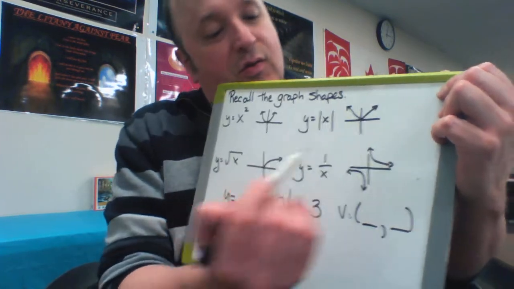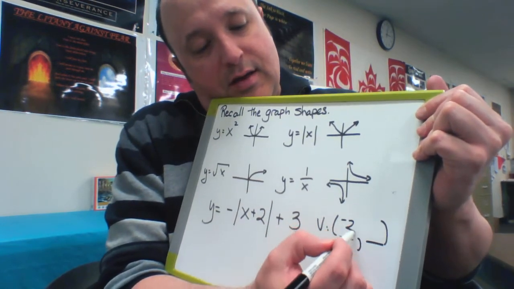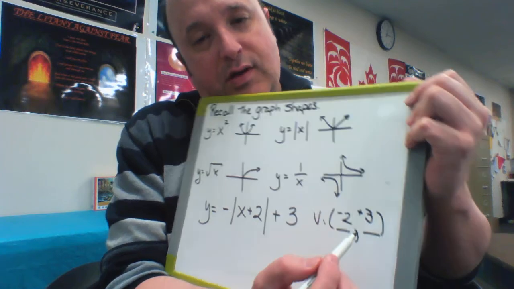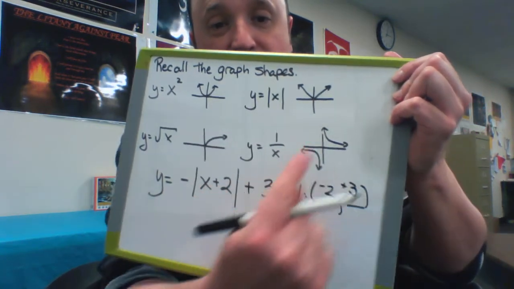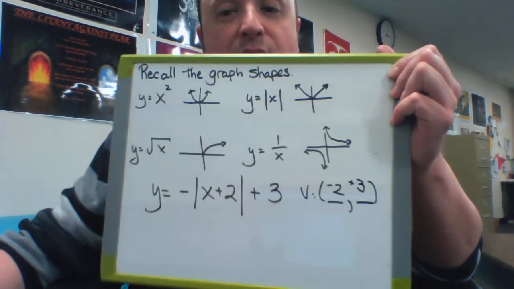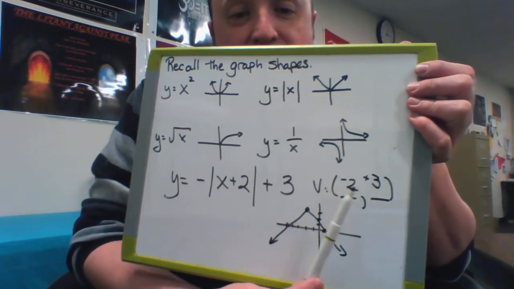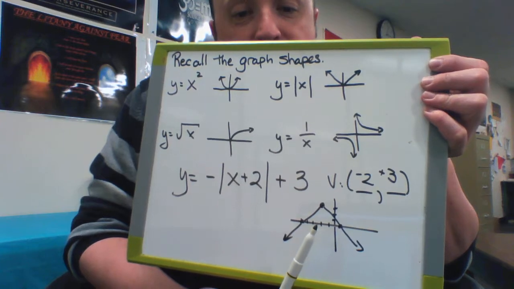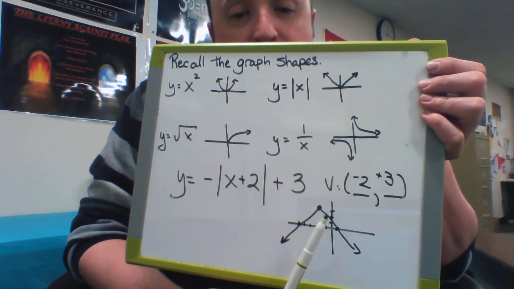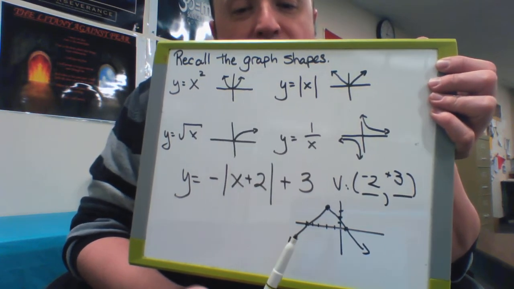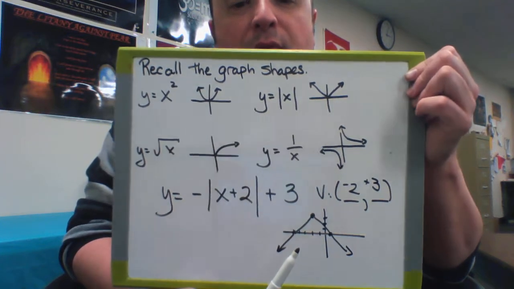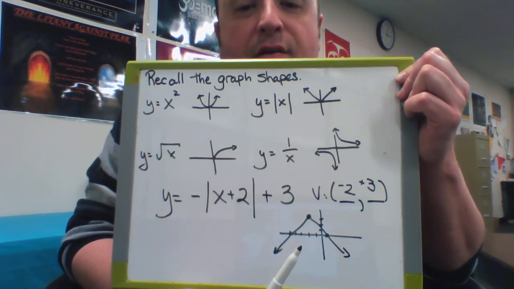So my vertex is going to be -2, +3, and it's going to be a downwards facing V graph. So here's a quick sketch of what it would look like. Something like that. We have a vertex of -2, +3. The slopes are 1, so boom, boom. We could find our x-intercepts pretty much no problem. So just a quick reminder of how these graphs work.